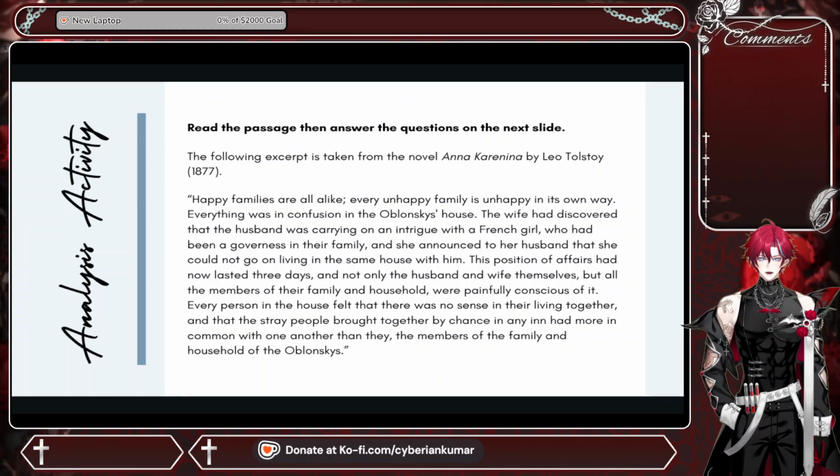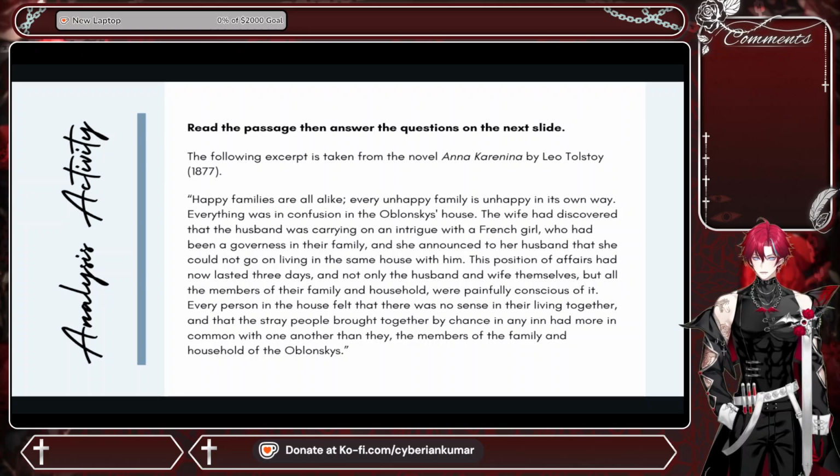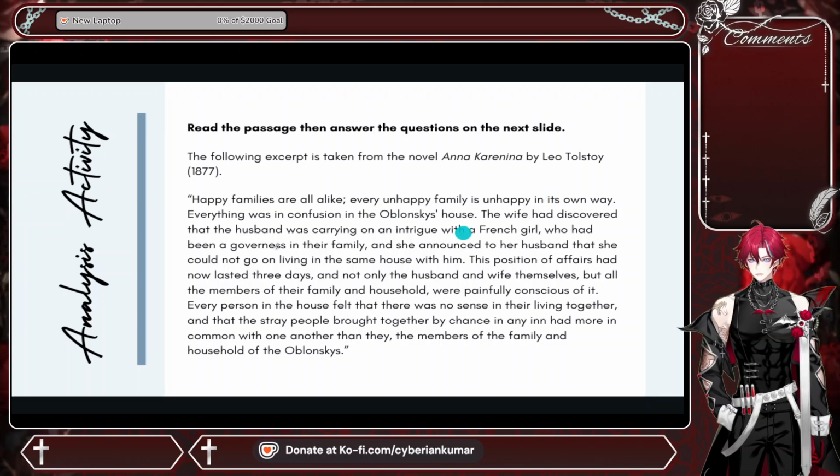This is an excerpt from a novel called Anna Karenina, and this is by Leo Tolstoy. It was written in 1877, so it is a very old book. So let's understand this as well, right? So let's read the passage.